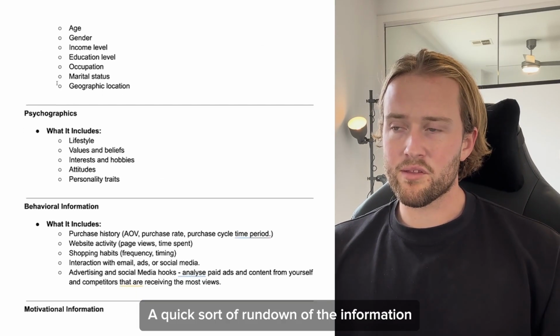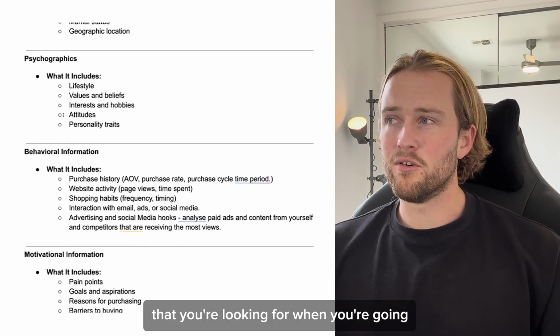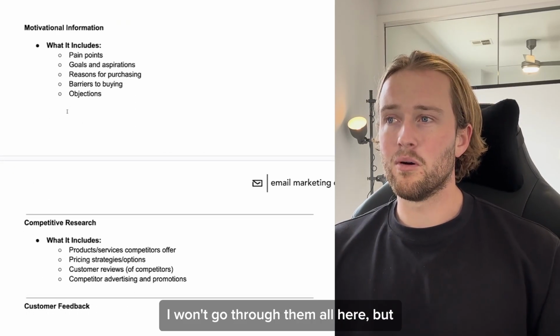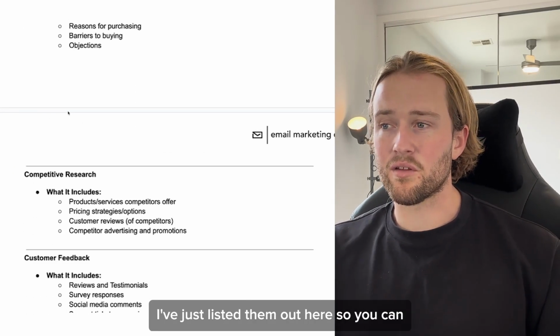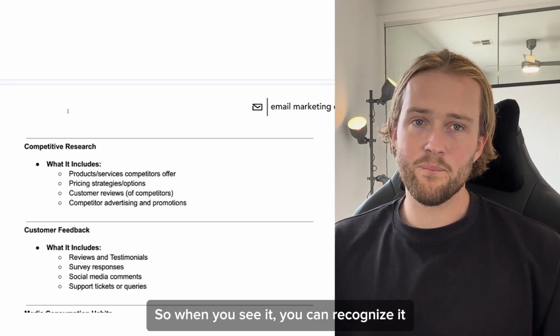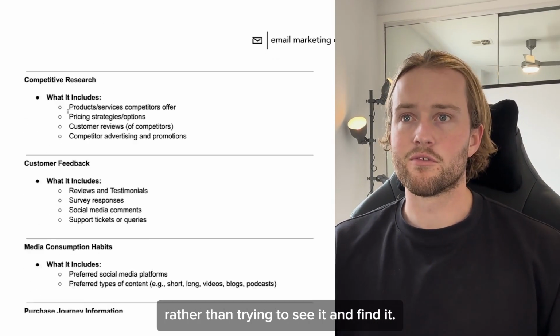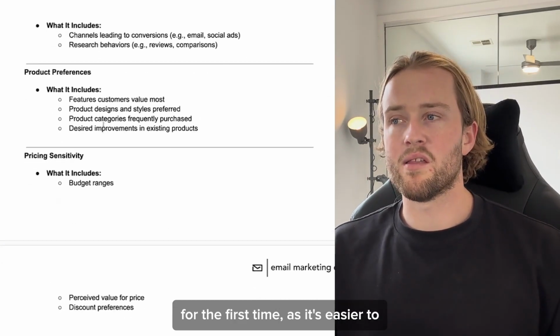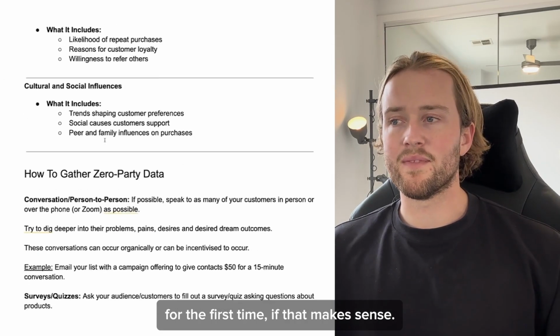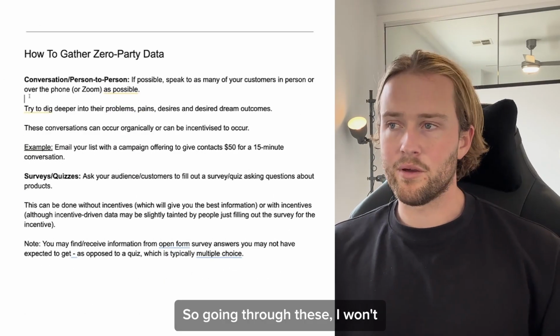And that's what we're trying to do. A quick rundown of the information that you're looking for when you're going through these things is the following. I won't go through them all here, but I've just listed them out so you can have somewhat of an idea of what you're looking for. So when you see it, you can recognize it rather than trying to find it for the first time. It's just easier to recognize something rather than find it for the first time, if that makes sense. So going through these, I won't go through all of them here.